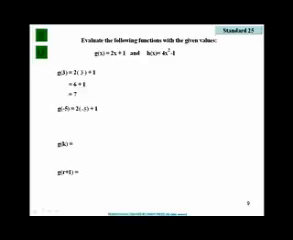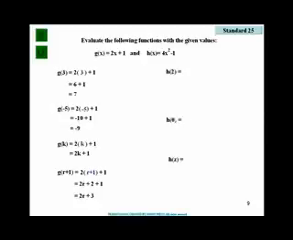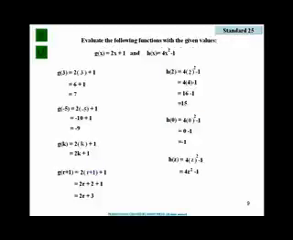For 7, here's g of -5, g of k, g of r plus 1, and then simplified. Here are some h evaluations. Plugging in 2, plugging in 0, and then plugging in z. So we see the evaluation there for a moment.